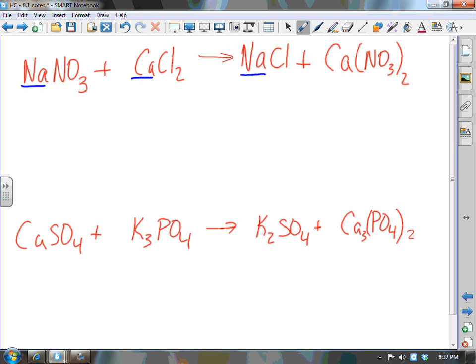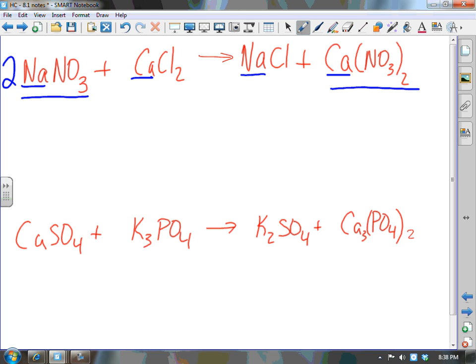I have 1 calcium on the left. I got 1 calcium on the right. That's balanced. Now I got to start picking something else. Well, I've got 1 nitrogen in this formula, but I've got 2 nitrogens in that formula, right? NO3 twice. So I don't have the right number of nitrogens. So what I've got to do is come over here and put a coefficient out in front. Now I've got 2 nitrogens.